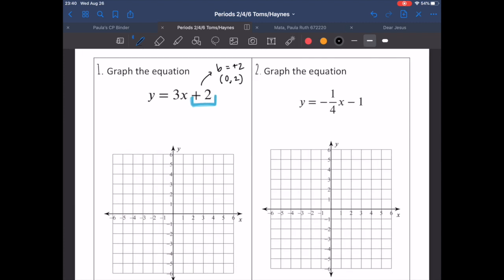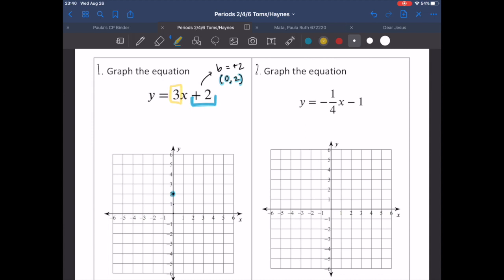Okay, so let's find 0, 2. Right, this is 0, and then we go up to 1, 2. Okay, so I'm going to go ahead and highlight that in blue. So I know that this is the point that I start with. Okay, right here. This is the point that I start with. 0, 2.